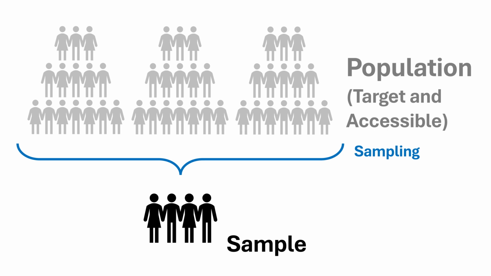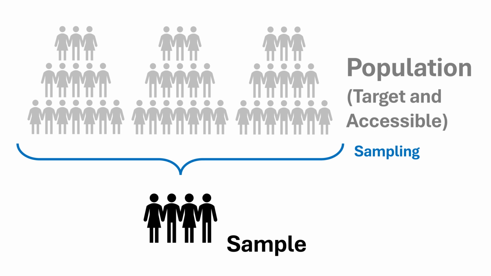Target population refers to the broad group of people, cases, or settings that researchers ultimately want to understand. However, researchers often cannot reach every member of the target population due to limits in time, funding, access, or location. Therefore, they usually narrow the focus to an accessible population, which is the portion of the target population that researchers can realistically reach. From this accessible population, researchers select a sample to be included in the study.